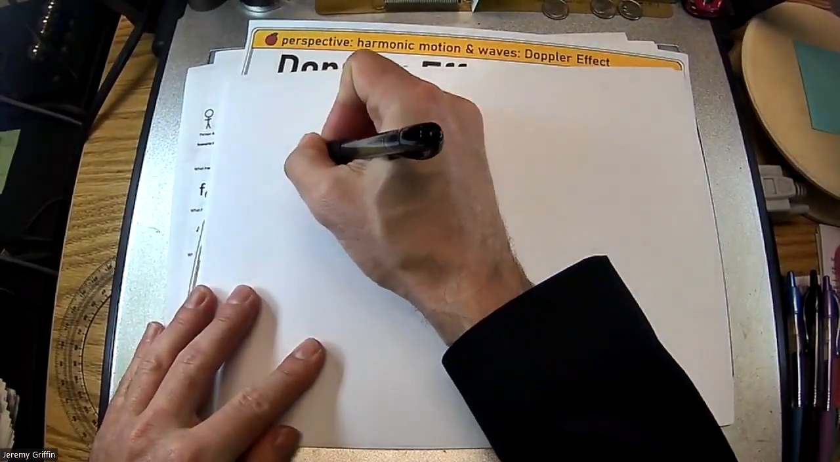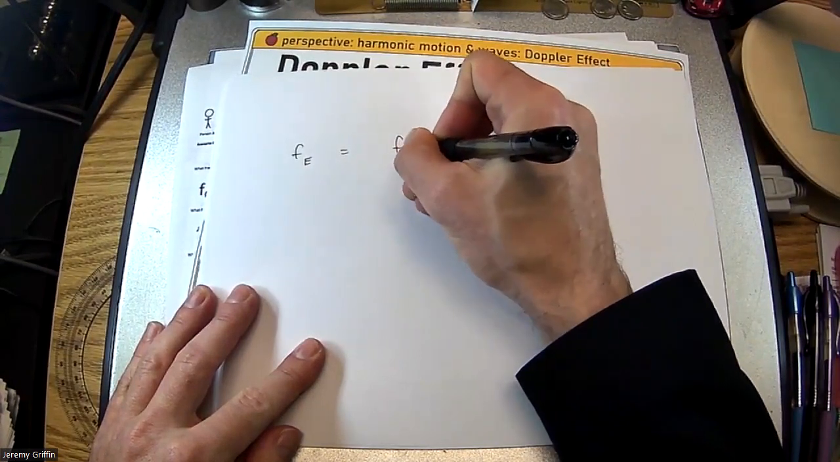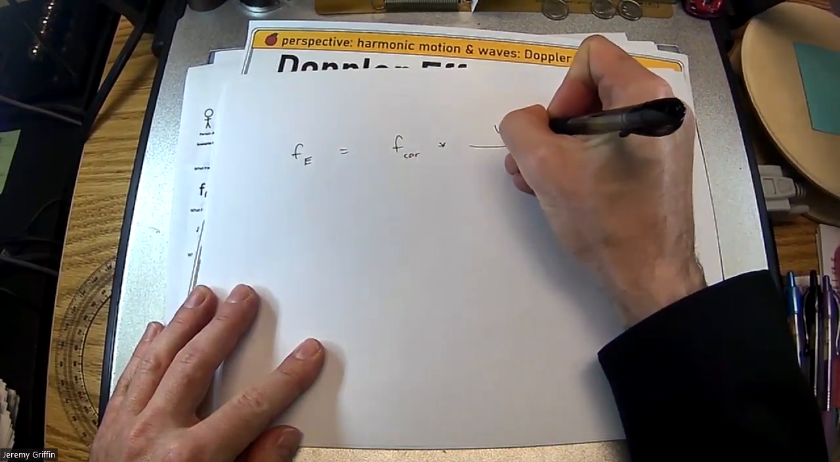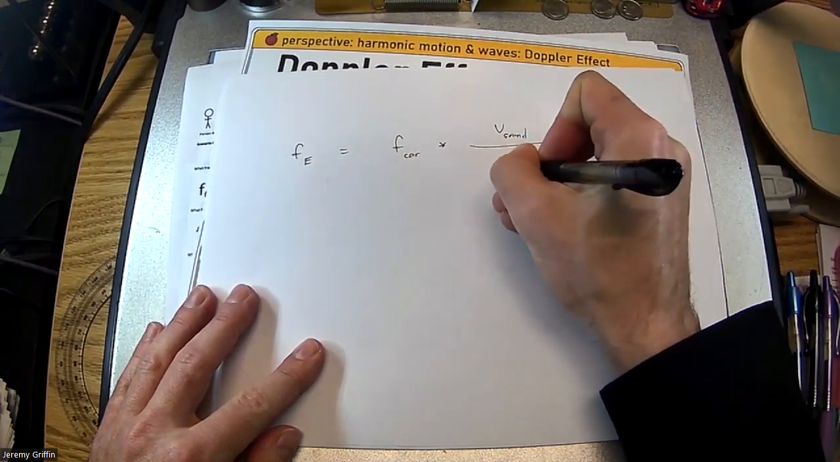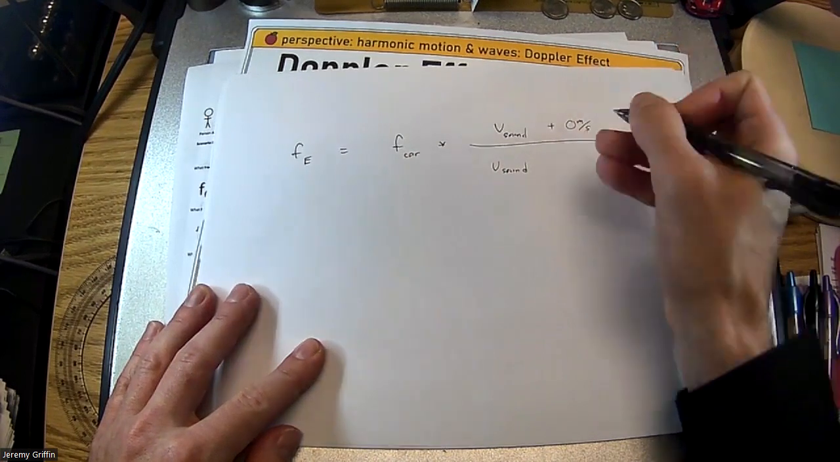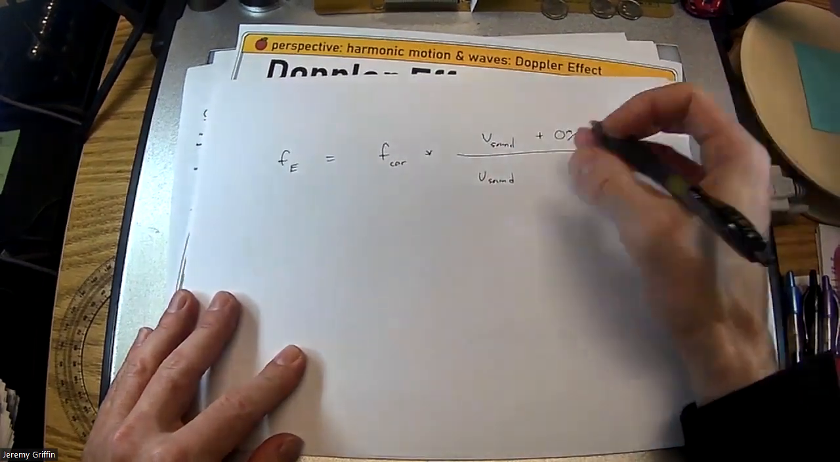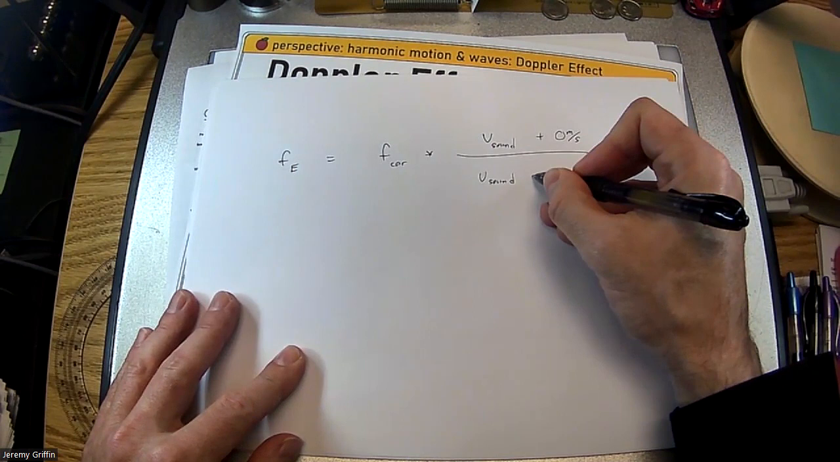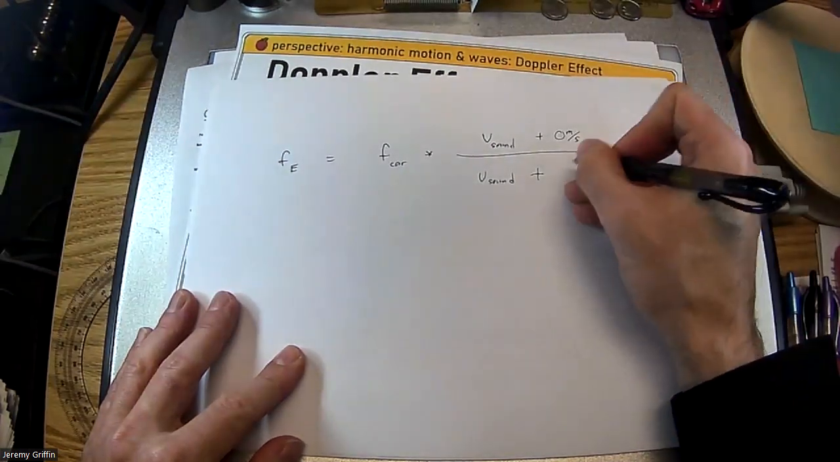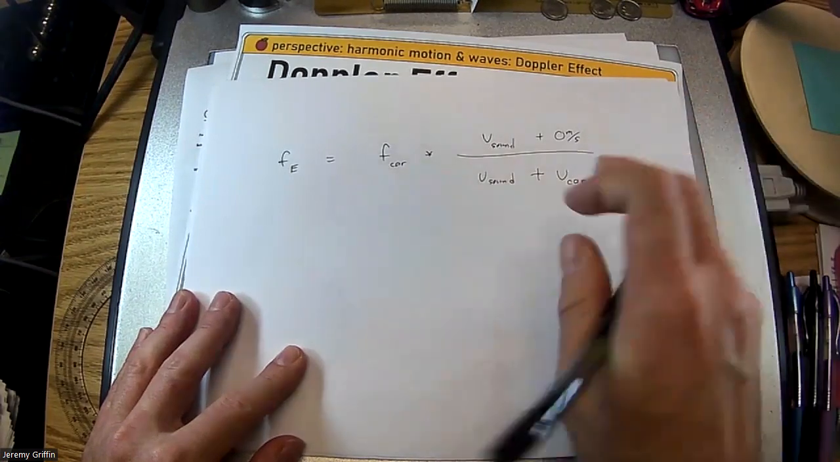For person E, should I say the frequency perceived by E is the frequency of the car horn times the speed of sound over the speed of sound, plus 0 on top, since person E is at rest? Now, guys, with the car going away from person E, should you say plus or minus on the bottom? Plus. Plus the speed of car. Now that's for person E.